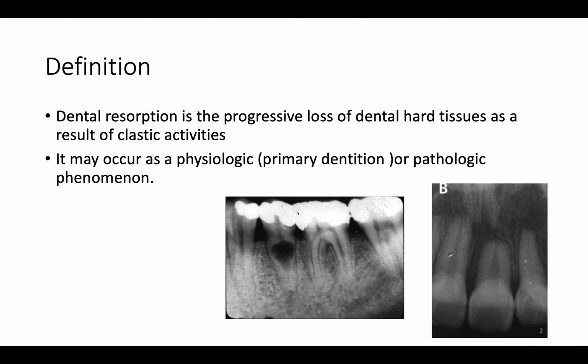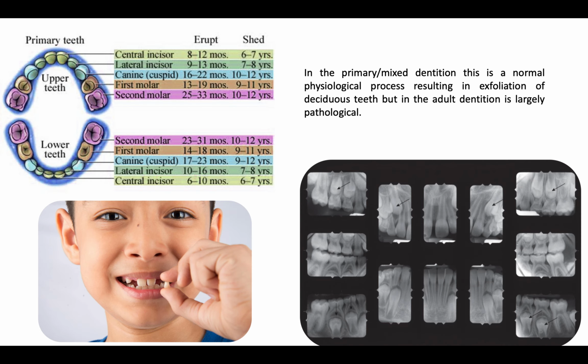So let's get started. Now, dental resorption is defined as the progressive loss of the dental hard tissues as a result of clastic cell activities. This resorption can be a physiologic normal process if it happens in the primary teeth, or it can be a pathologic process if it happens in the permanent teeth. You would expect root resorption to take place in the primary dentition, and this is a normal process that results in exfoliation of the primary teeth.